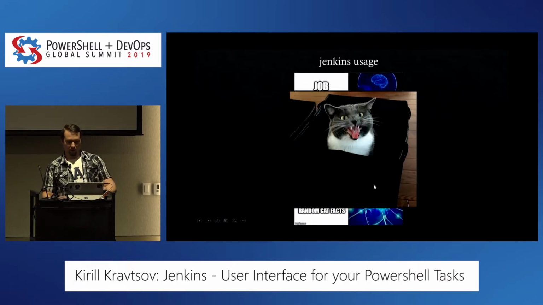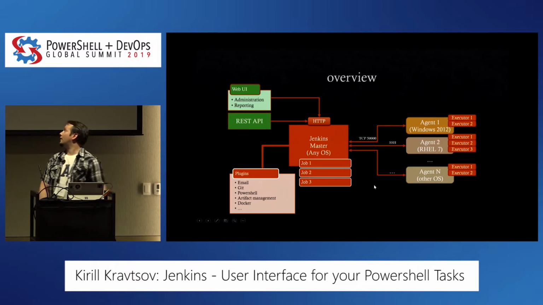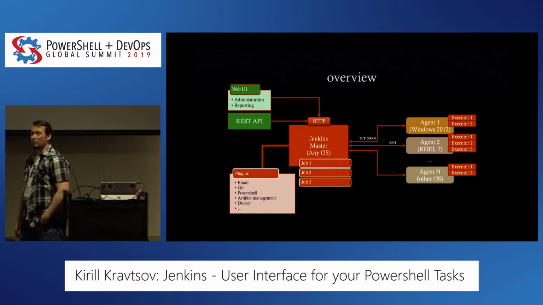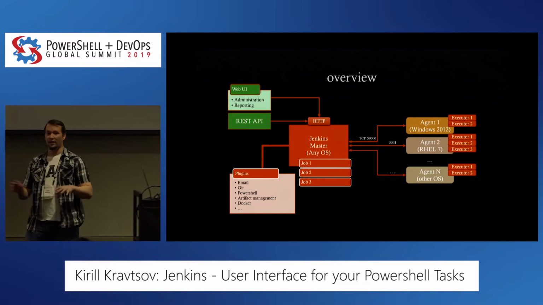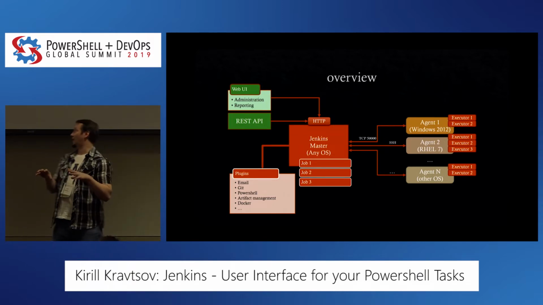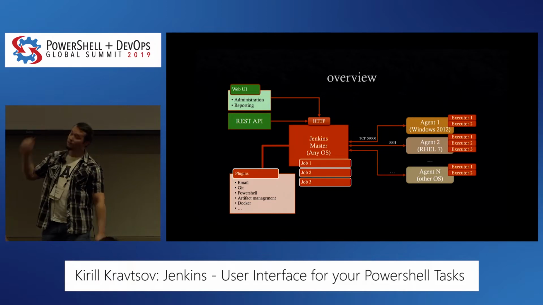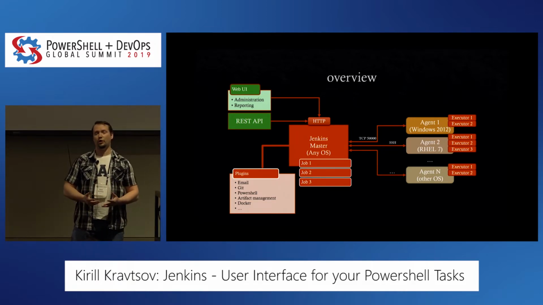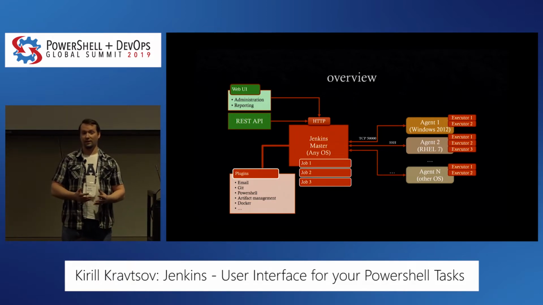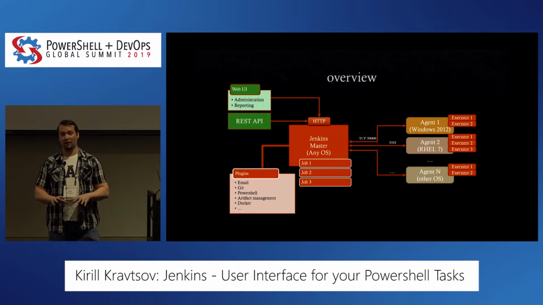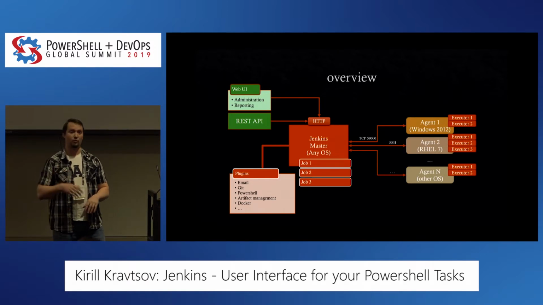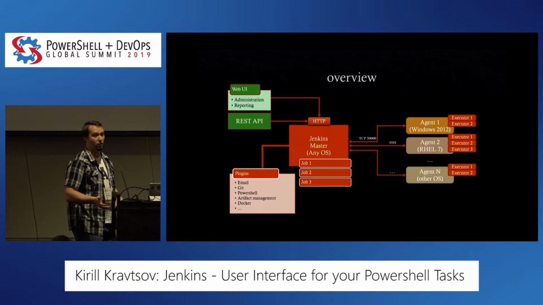Let's see what else we have. This is roughly what Jenkins looks like if you think about it as a system. Right on the top, you have the web UI, with which we just interacted. It also has a full REST API, so anything you do with the web UI, you can do with the REST API and call it from PowerShell and whatnot.